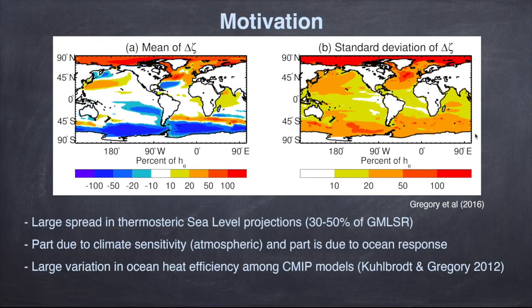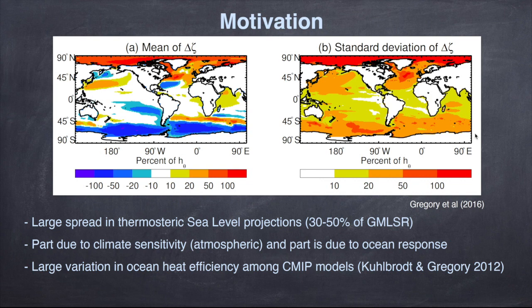So the main motivation for this work is a large spread in thermosteric level projections. You can see in the figure here to the right, there's very large standard deviation in dynamic sea level at mid and high latitudes of both hemispheres. Part of this spread is caused by the climate sensitivity, or how the atmosphere responds to changing radiative forcing, and part is caused by how the ocean responds to those changes.